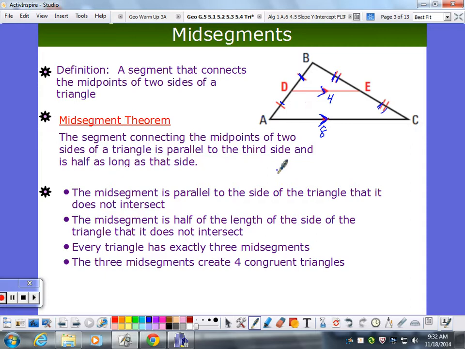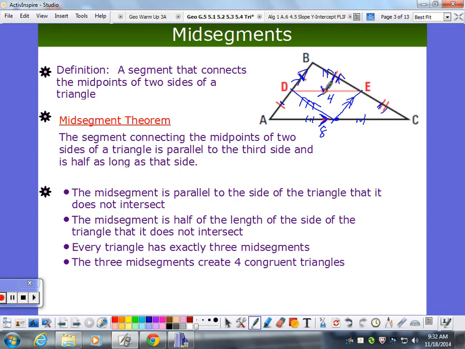Every triangle has exactly 3 midsegments, doesn't it? So what do I mean by that? If I'm connecting midpoints, from this midpoint to that midpoint, and that midpoint to that midpoint, I've got 3 midsegments. This one will be parallel to that side, and this one will be parallel to that side. This one, half the length of that one. This one, half the length of that one. This one, half the length of that one.